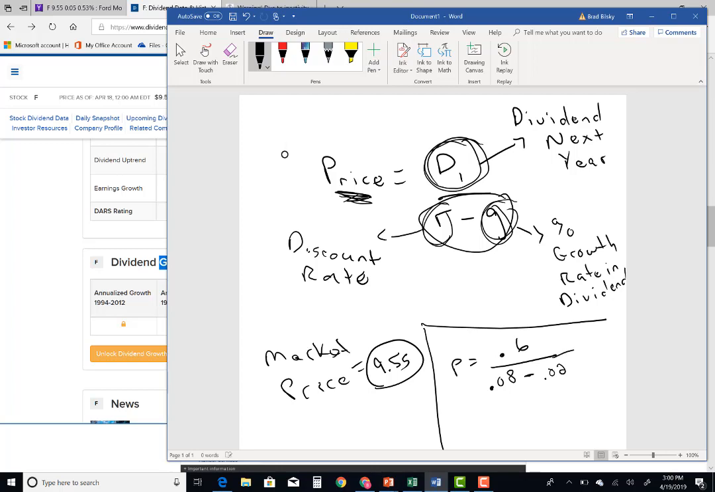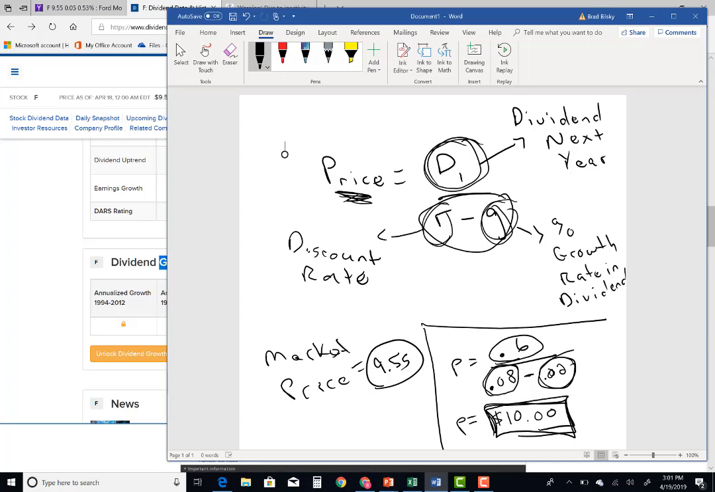All right. So if I would do that calculation, that would tell me how much Ford's stock is worth given my inputs, right? So that was just the dividend that was given to us right from the website, what the projected amount is for next year. This was our estimate of the discount rate, and this 0.02, that's how much I predict Ford's dividends are going to grow into the future. So that would be 0.6 divided by 0.06, which would be $10. So based on what's going on here, I predict that Ford shares should trade for $10.